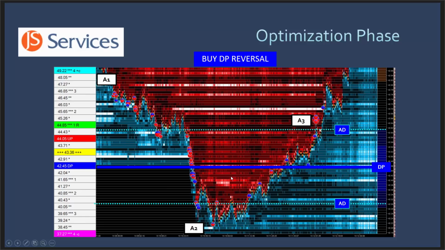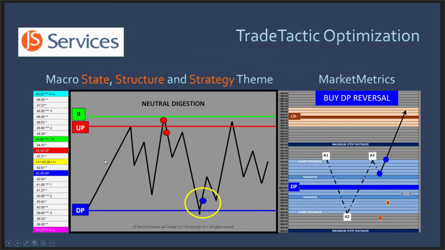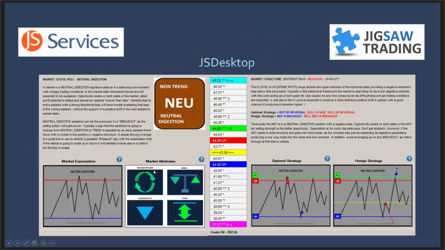And now we take a look inside, and this is crude oil today. The market's in a neutral digestive state. Sentiment's above the market, so it creates this band above the market. The optimal thing is to fade momentum into that upper band, sell crude oil around 40.45, or if we get a false breakout to the downside, it can give us a buy DP reversal opportunity. This is the optimal strategy theme for this neutral digestive state with structure and sentiment bias above the market.